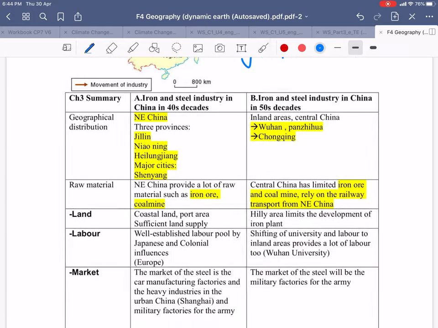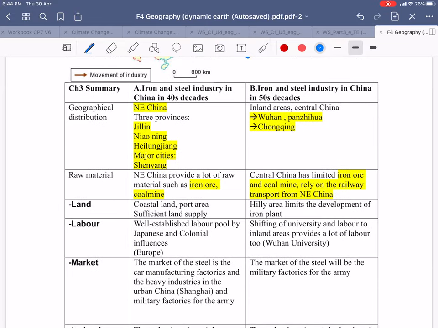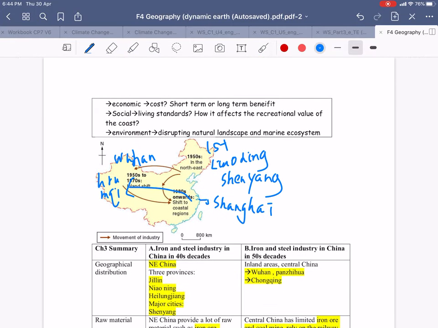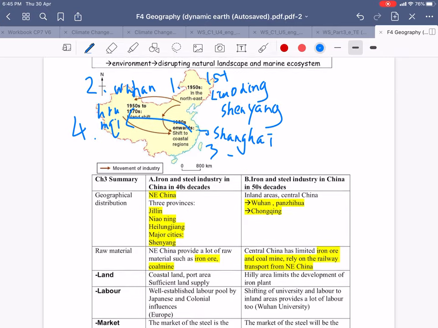Urumqi, okay. So let's have a comparison between the first two. In general, we can make the whole history of the iron and steel relocation of China into four stages. First of all, right here, the chicken head. And then secondly, Wuhan, okay? And then thirdly, Shanghai. And then finally, Urumqi, or the more remote area of the large cities, okay?